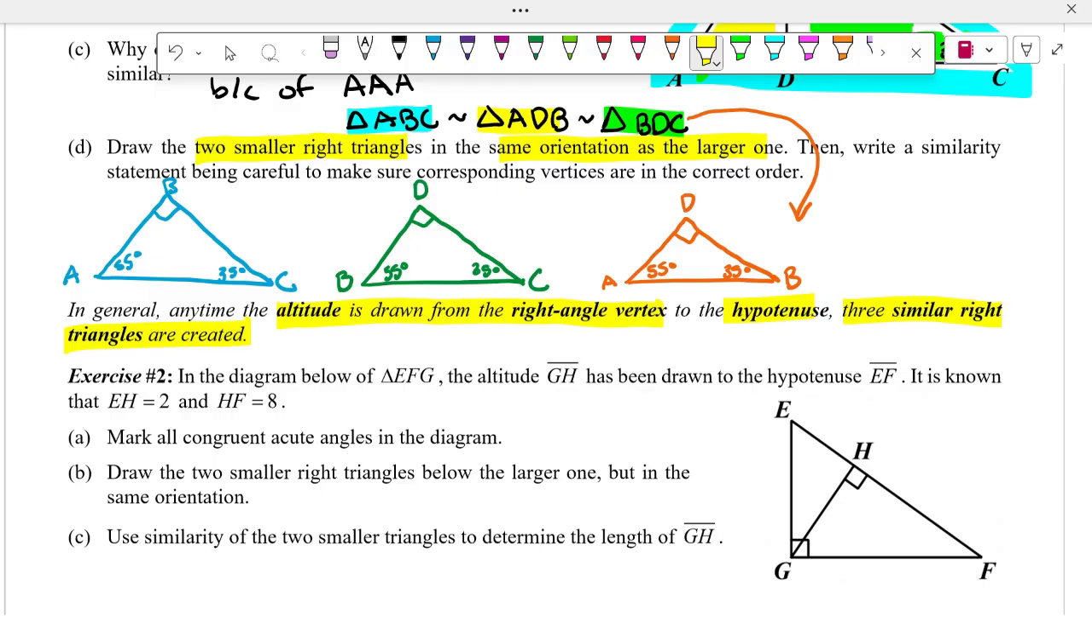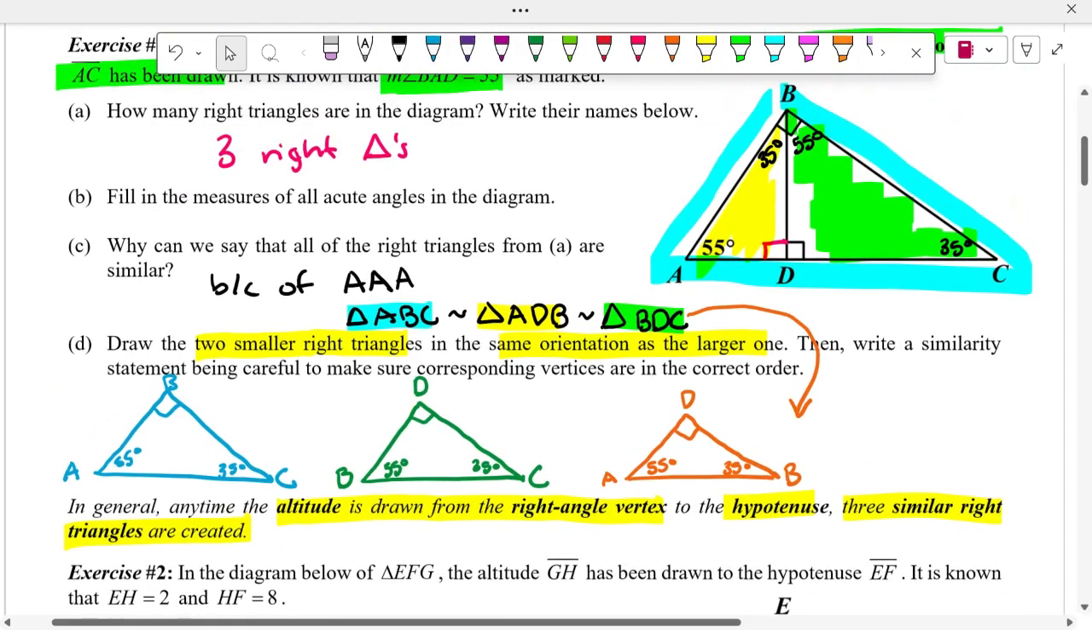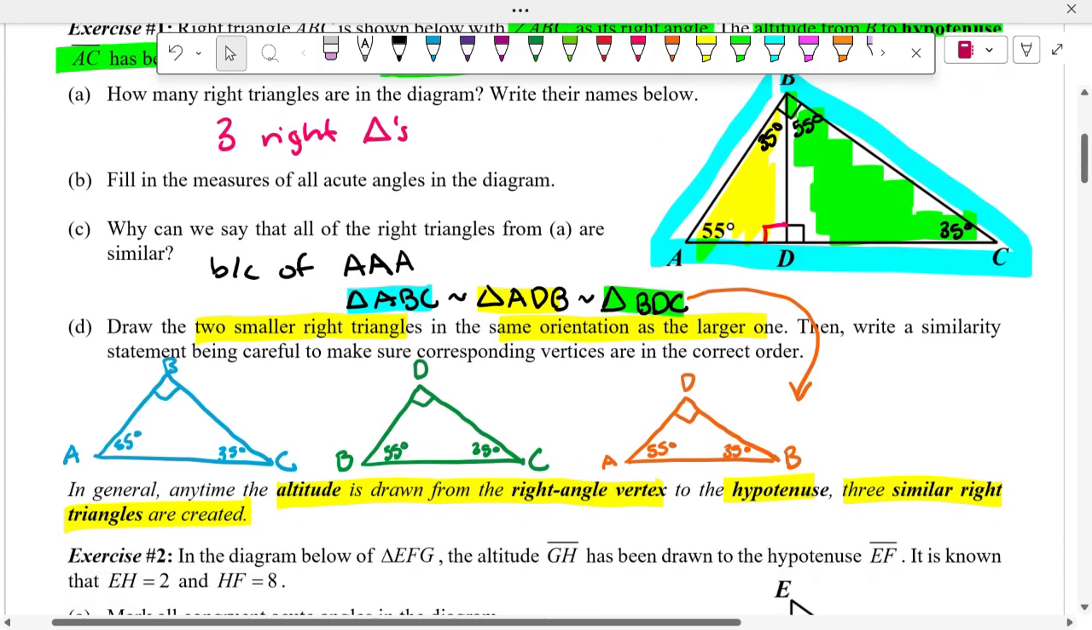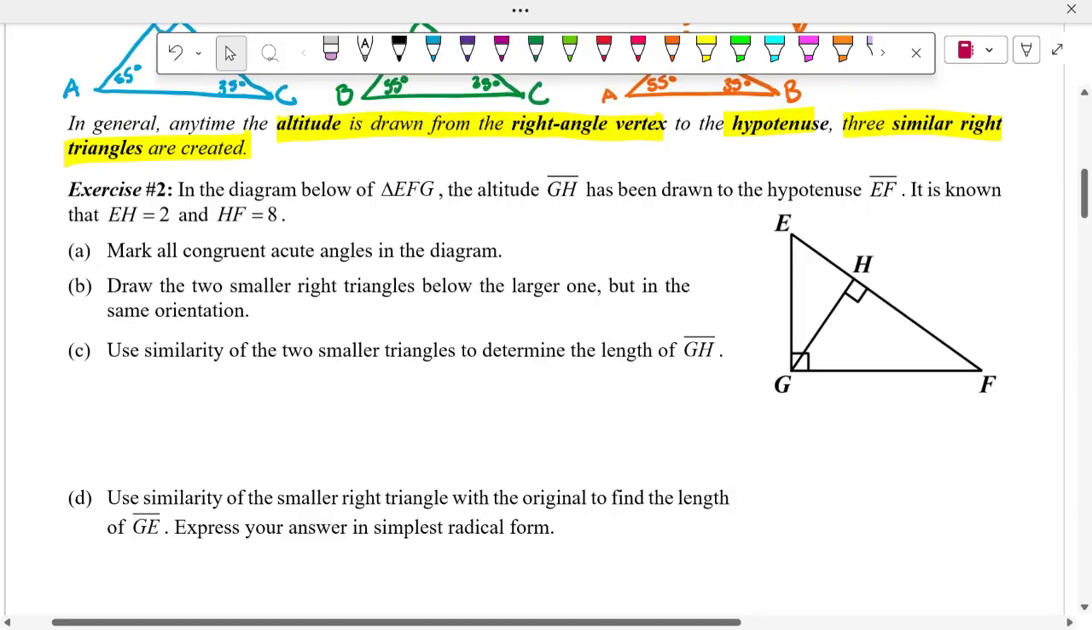All right. If you notice, the altitude is right here. And if you notice, the non-hypotenuse, so the legs of the original blue triangle, becomes the hypotenuse for the two baby triangles. So the original legs then become the hypotenuse of the new baby triangles, which kind of leads us into what we're going to be doing next.